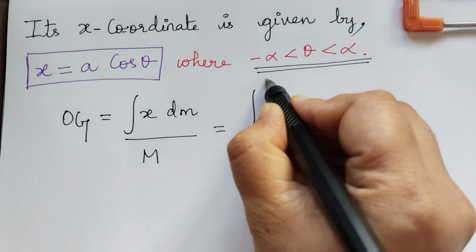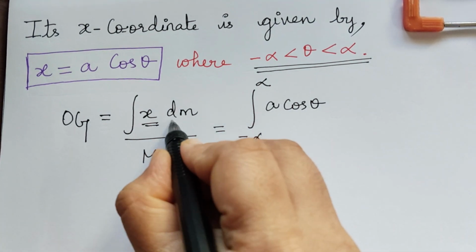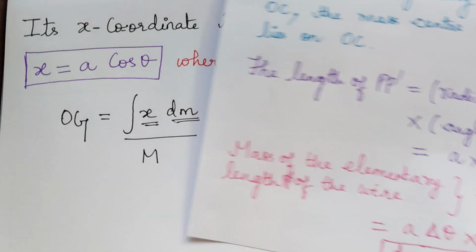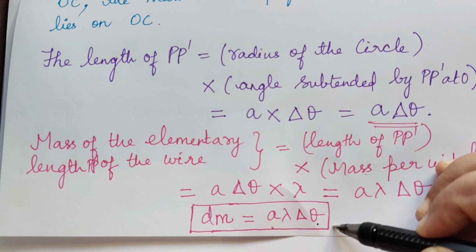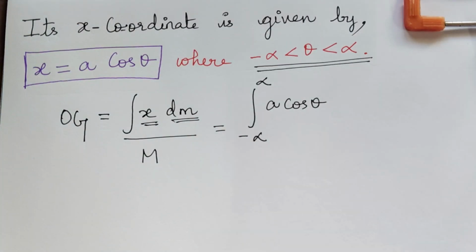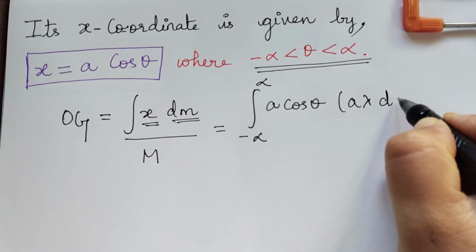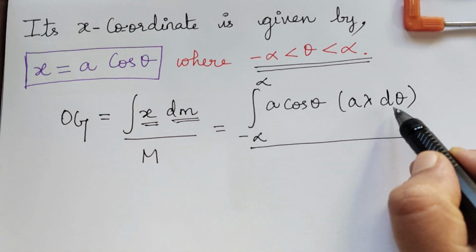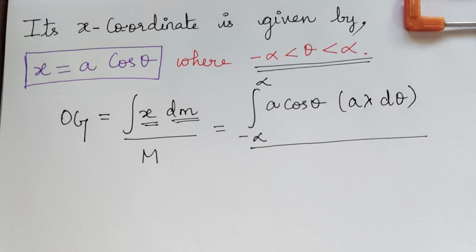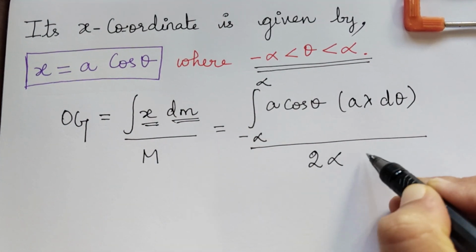So from minus alpha to plus alpha, the value of x is a cos theta. And the value of dm is A lambda delta theta. So we have to make this substitution: A lambda delta theta. When delta theta goes inside the integral, it becomes d theta, divided by capital M. And what is capital M? We got capital M as 2 alpha lambda A. So we shall substitute that: 2 alpha lambda A.